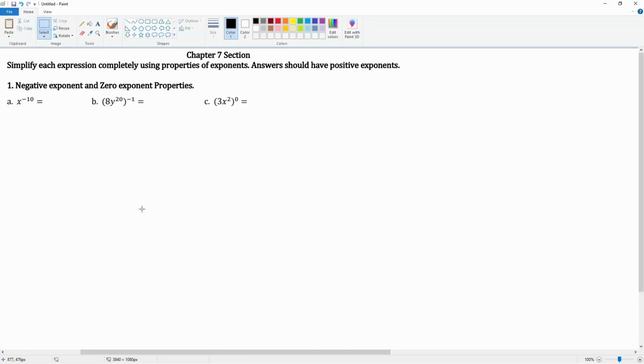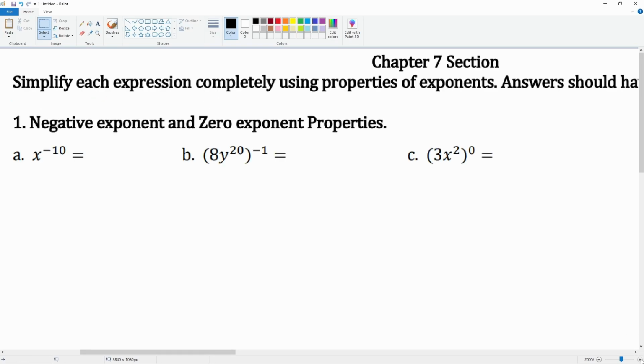This is chapter 7. We are going to simplify each expression by completing using our properties of an exponent. Make sure your answers always have positive exponents. Number 1 deals with negative exponents and the zero product property.